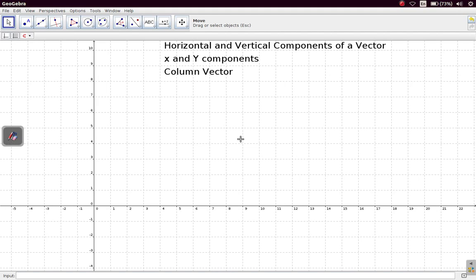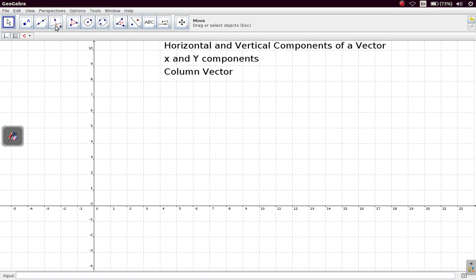Let us look at the horizontal and vertical component of a vector. The horizontal component means from side to side, and that's also called the x component. The vertical component means the rise and fall, up and down, and that's the y component. And that vector can be written in the form of a column matrix, which is called the column vector.